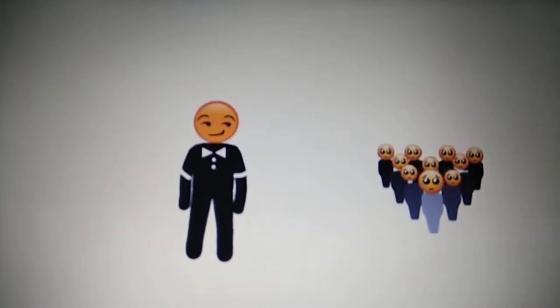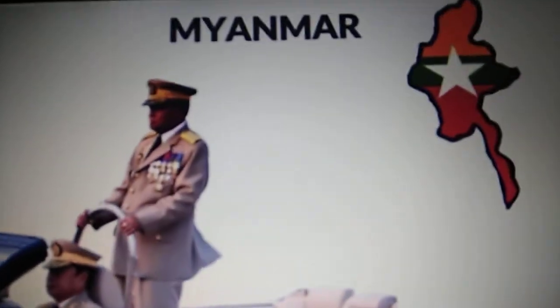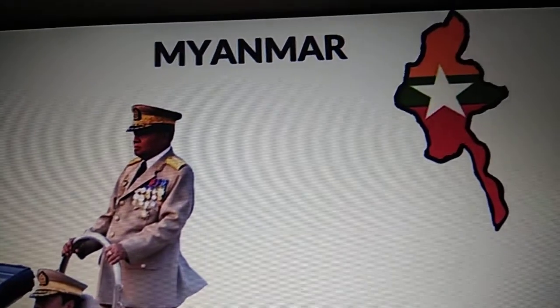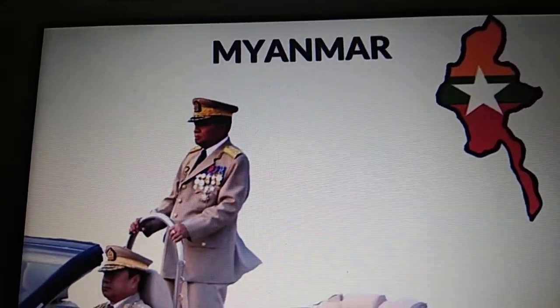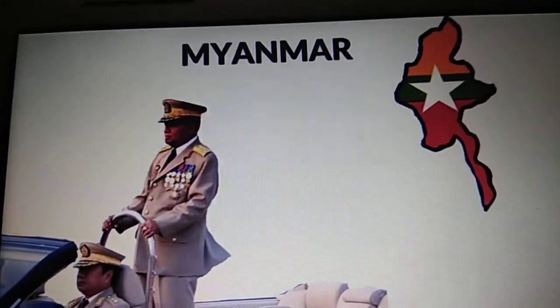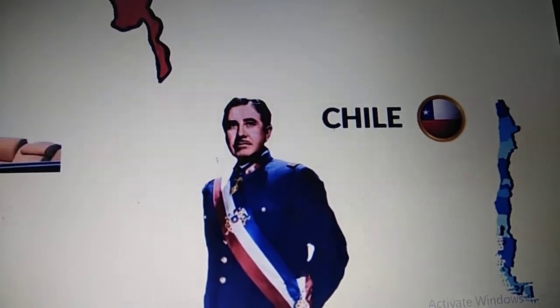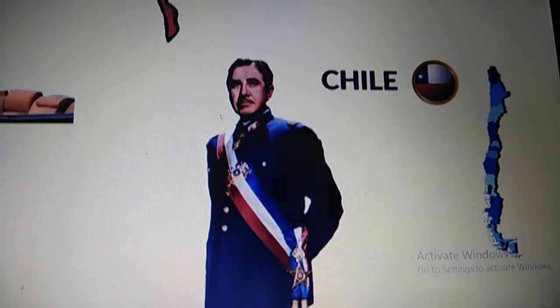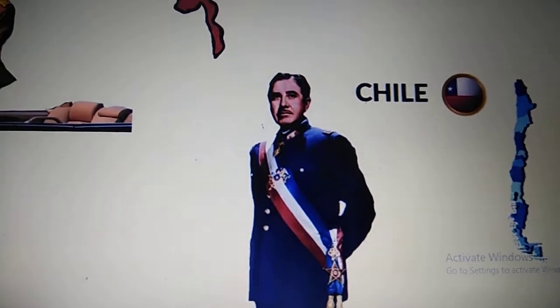Let us look into some of the countries. You can see in Myanmar, the army rules and the rulers are not elected by the people. People have no option. So whoever controls the army becomes the ruler of that country. Okay, so this is Myanmar. And then you can see in Chile, it is ruled by a dictator called Pinochet, and the people have no choice. Whatever he says has to be performed.